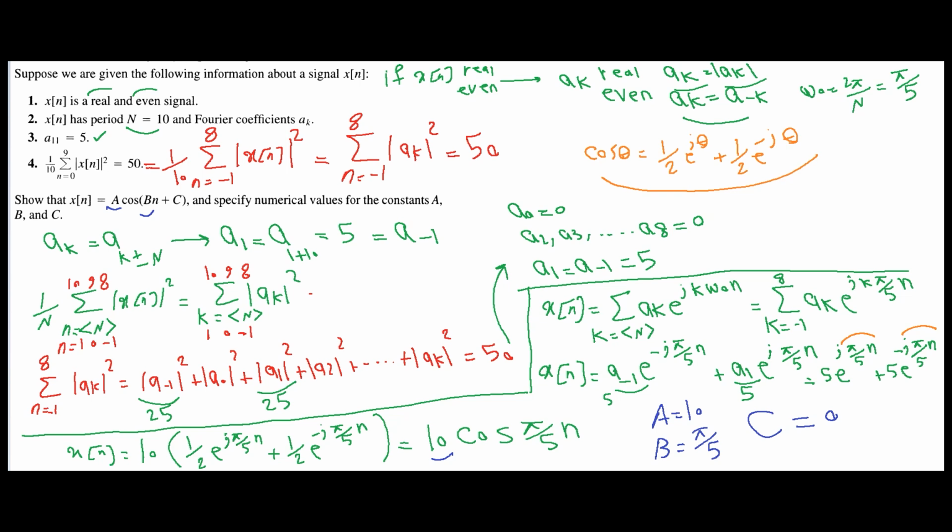This example demonstrated how the properties of the discrete-time Fourier series can be used to reconstruct a signal from its Fourier series coefficients. Along the way, we reviewed the properties of real-valued and even signals, the periodicity of Fourier series coefficients, Parseval relation, and Euler identity.